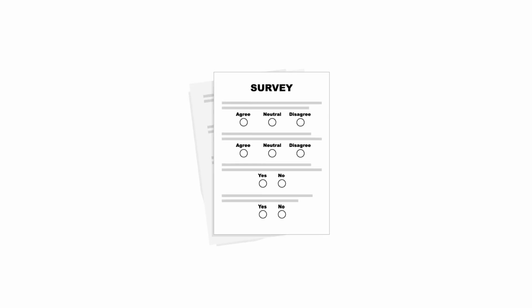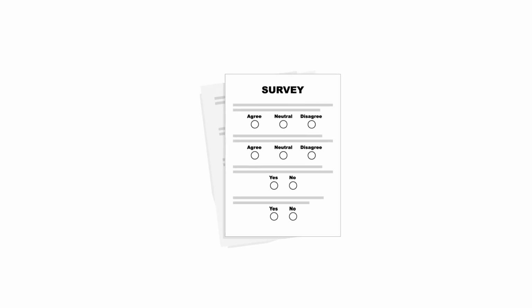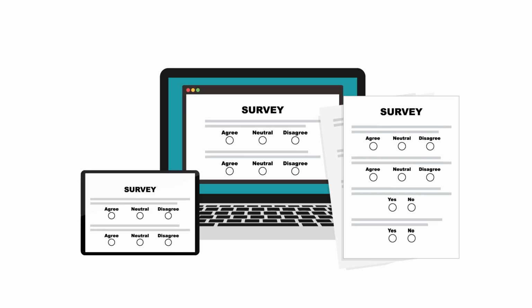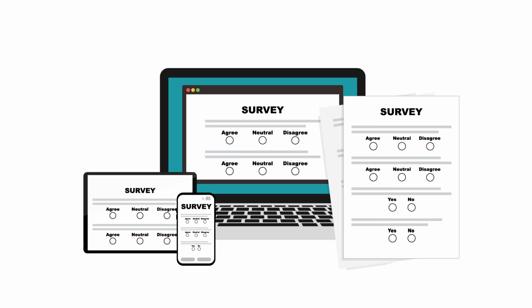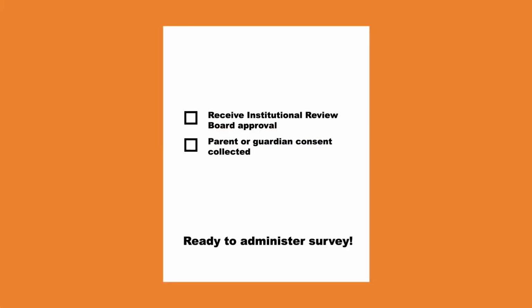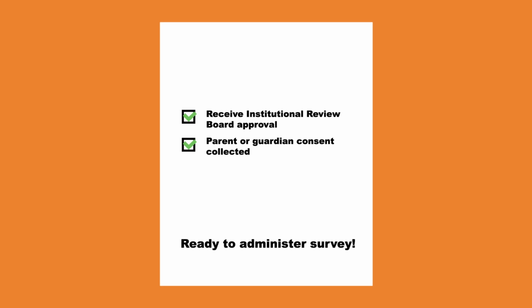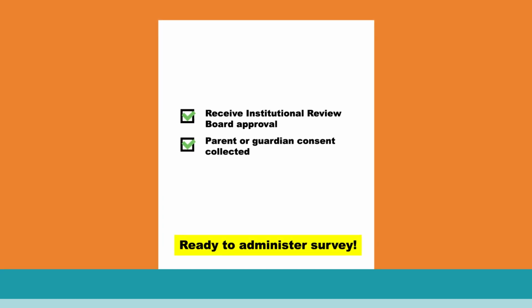You can administer a paper and pencil survey, or youth can take it online if there is access to a computer lab, laptops, tablets, or mobile devices for all participating youth. Let's say you're ready to administer a survey in person, an institutional review board has approved all the materials, including the survey, and you have a roster of collected consent forms from parents or guardians of youth younger than 18.